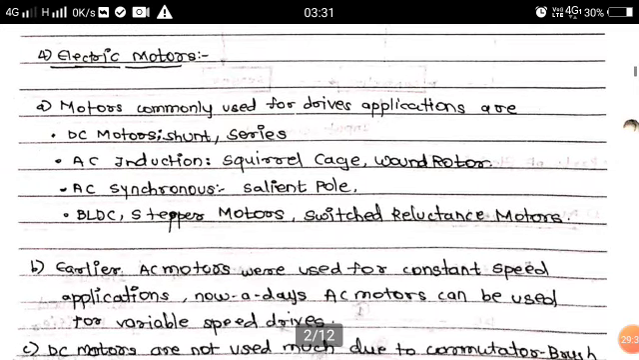Okay, then electrical motors. You know the types of electrical motors. DC motors: in DC motor there are shunt, series, compound, and like that. In AC induction motors, squirrel cage motors, wound rotor motors. Then AC synchronous motors, there could be salient pole or smooth cylindrical type. Then some special machines are also nowadays popular: brushless DC motor, BLDC, stepper motors, switch reluctance motors, SRMs. So these are also some motors to be controlled.